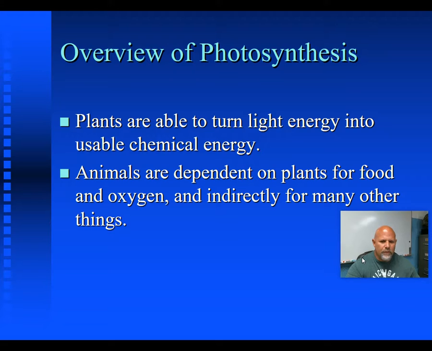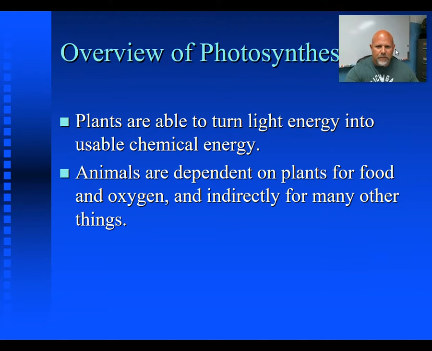So as a general overview, plants are able to turn light into energy. In other words, we're able to convert light energy into chemical energy in the form of sugar. We can then use that chemical energy to do cell respiration and produce ATP, which all organisms need for survival. Animals can't do this process, and so they are dependent on the plant products, the sugars that plants produce, in order to get their energy.